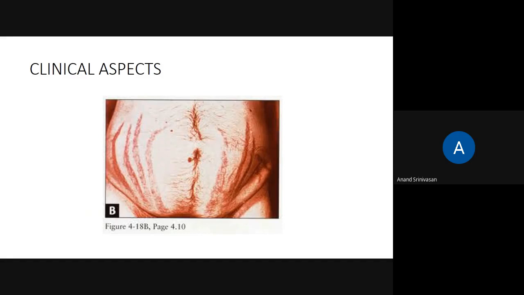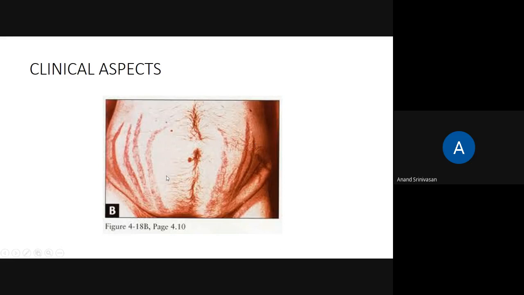Some of the clinical aspects. Can you tell me what finding this is? I think in physiology it's already over. Any idea what it is? So this is Cushing syndrome. You can see the abdominal striae.